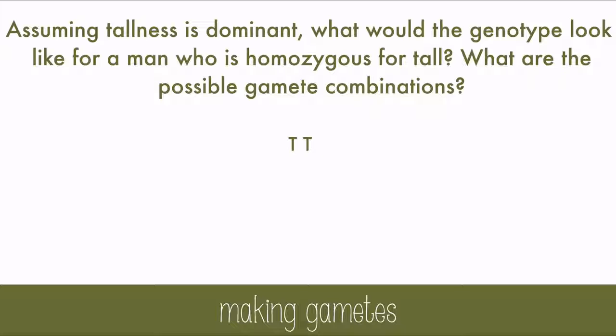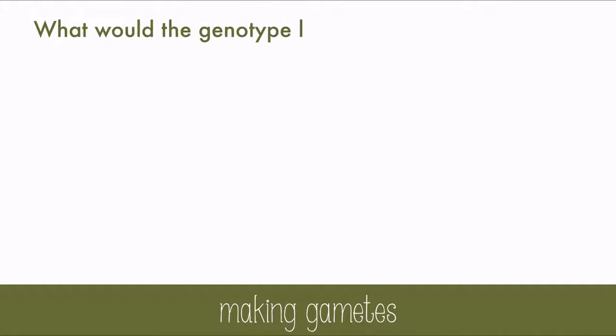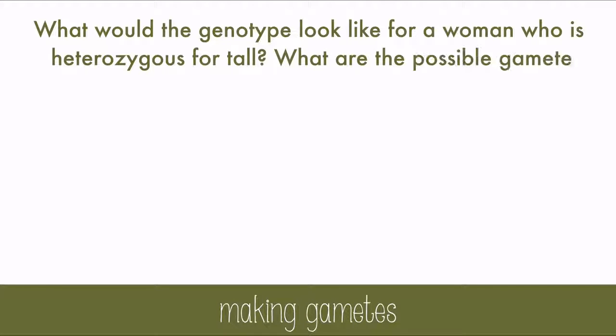When gametes form, only half of the DNA is in each cell, so only one allele can go to each of the sperm that are formed. There's only one possible gamete combination in this case, capital T, the tallness gene. But let's try another case. What would the genotype look like for a woman who's heterozygous for tall? And what are the possible gamete combinations?